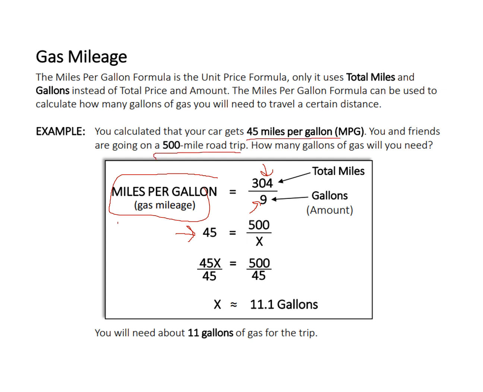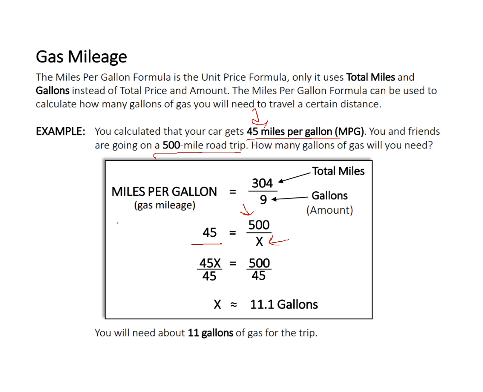So I'm told that my car gets 45 miles per gallon. I'm going to go 500 miles. How many gallons of gas? So I just plug it in. Miles per gallon equals miles divided by gallons. Clean all this up so you can look at it. Total miles per gallon. Total miles divided by gallons. And then I just solve this.